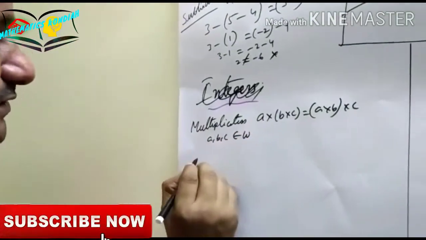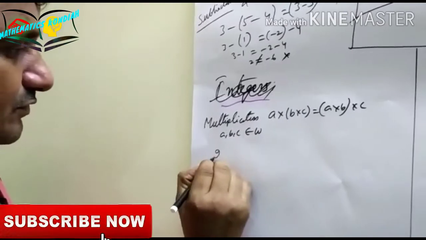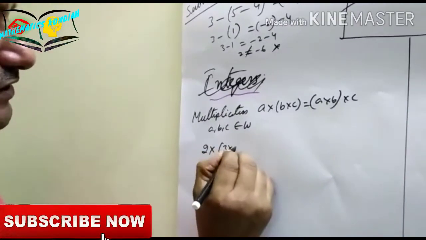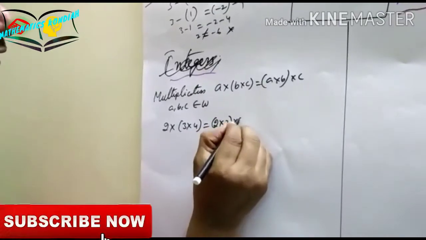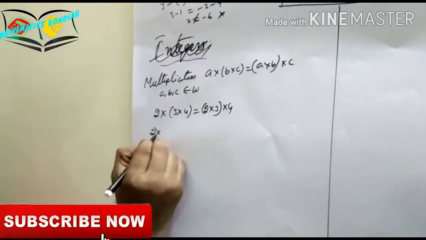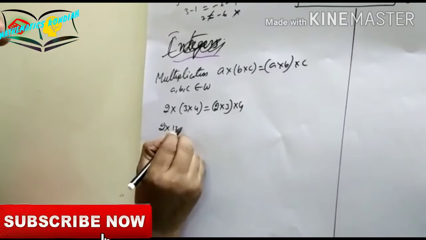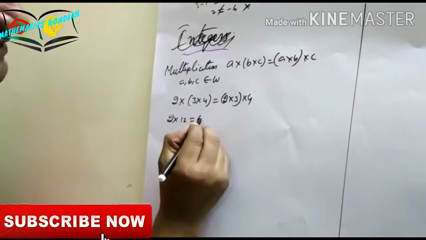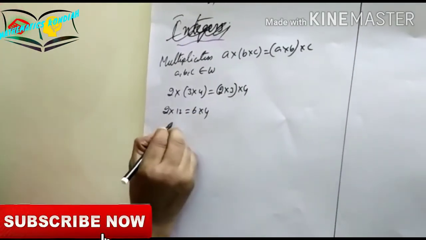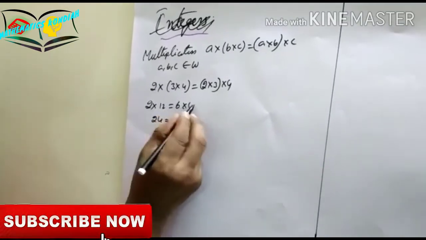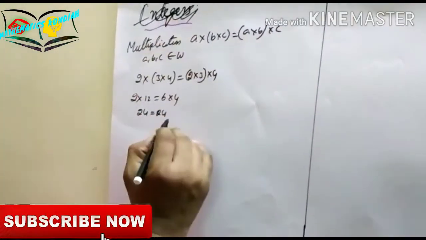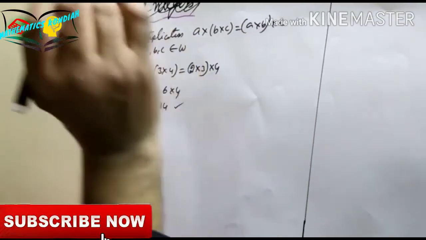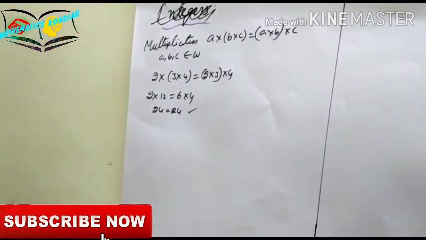Therefore, for example, 2 into 3 into 4: (2 × 3) × 4 is equal to 2 × (3 × 4). 2 into 3 is 6, into 4 is 24. And 3 into 4 is 12, 12 twos are 24. So 24 is equal to 24. Under multiplication, the associative property is satisfied for whole numbers. Go to division.